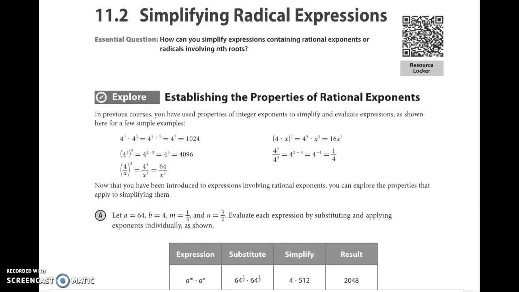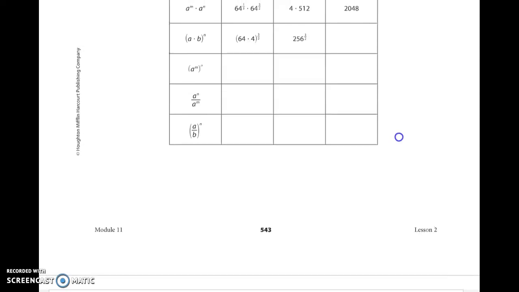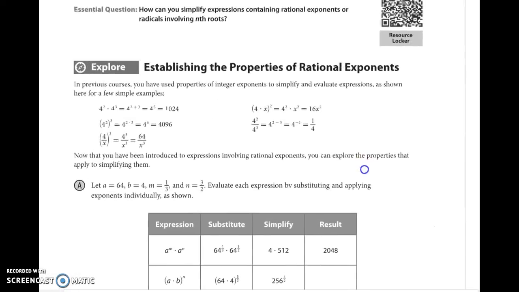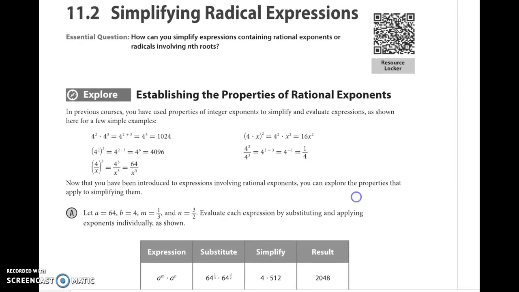Okay, so today I'm going over Module 11.2, Simplifying Radical Expressions, and I'm going over the Explore. We are on page 543. So we're just going to jump right into it, and it says, in previous courses you have used properties of integer exponents to simplify and evaluate expressions, as shown here, for a few simple examples.